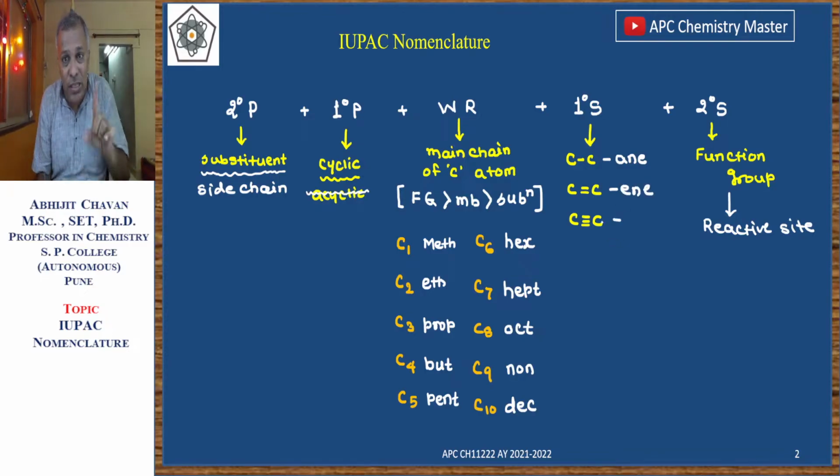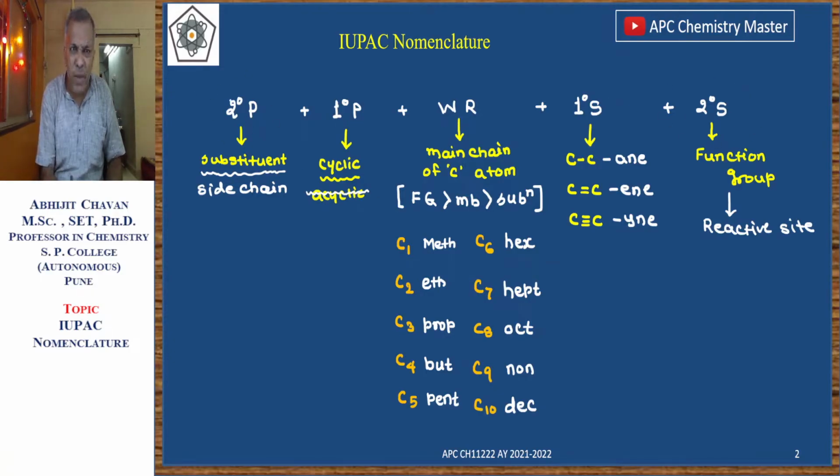And if there is at least one carbon triple bond, we are going to use it as YNE. So this is a whole story about how you nomenclate any organic compound using IUPAC rules. It consists of 5 entities: secondary prefix, primary prefix, word root, primary suffix, and secondary suffix.